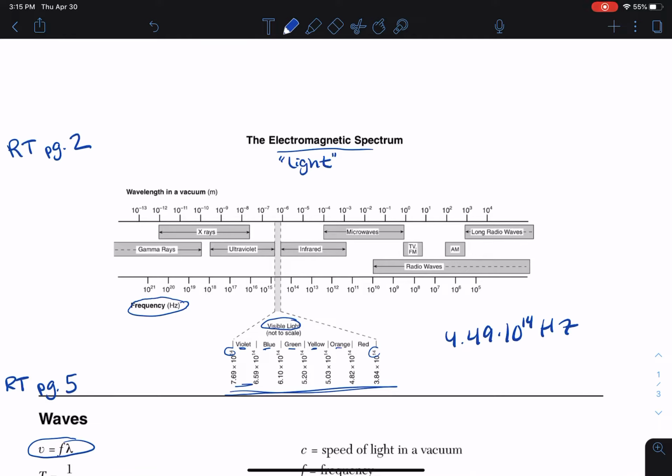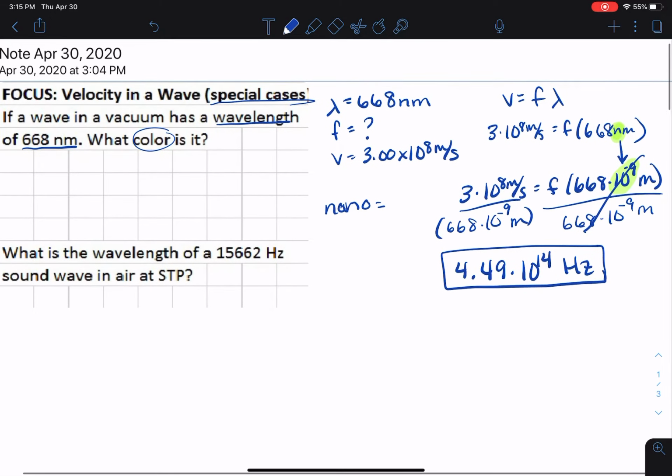That means that we hit the visible light spectrum. So 4.49 is actually going to fall right in between here, 4.49. And that means the color is red. So the answer for this is just red.